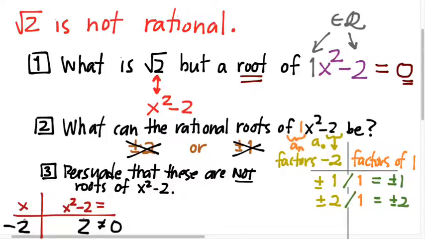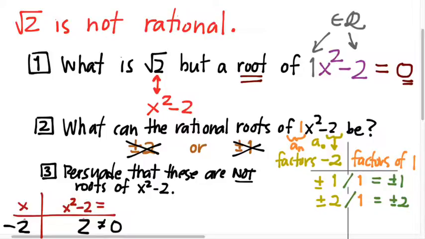So all we've done is we've gone down the list and we've ruled out every possible rational root of x squared minus 2. Therefore, all of the roots of x squared minus 2 are irrational. Because if one of them were rational, it would have had to have been one of these numbers, plus or minus 1 or plus or minus 2. And since none of those numbers work, all of the roots of x squared minus 2 are irrational. And because the square root of 2 was by definition one of those roots, that means the square root of 2 is irrational.